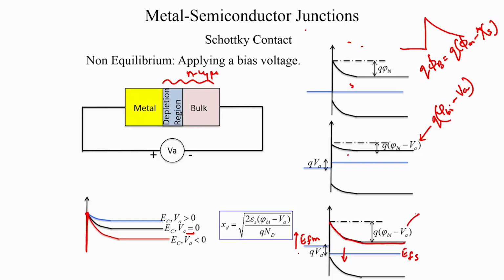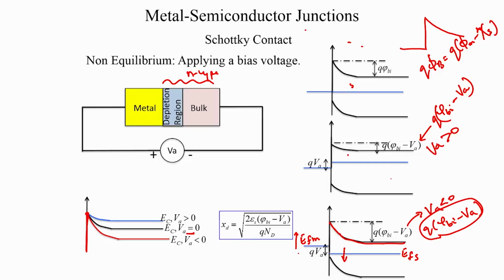And you should remember that Va is negative. So, that is why q times (phi Bi minus Va) is actually going to be greater in reverse bias as compared to equilibrium. Okay, so, Va is less than 0 in this case, and Va was greater than 0 in the other case.